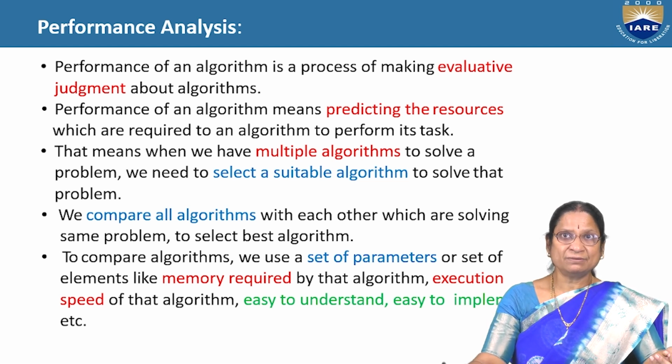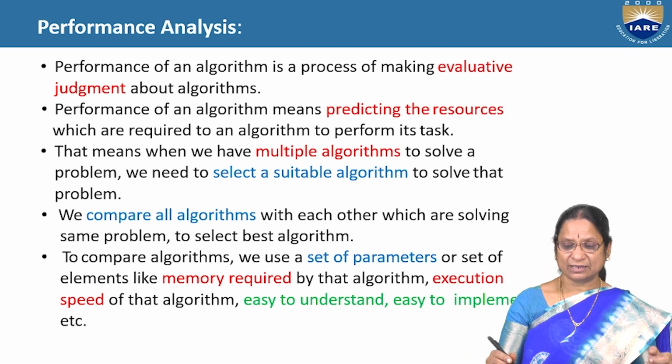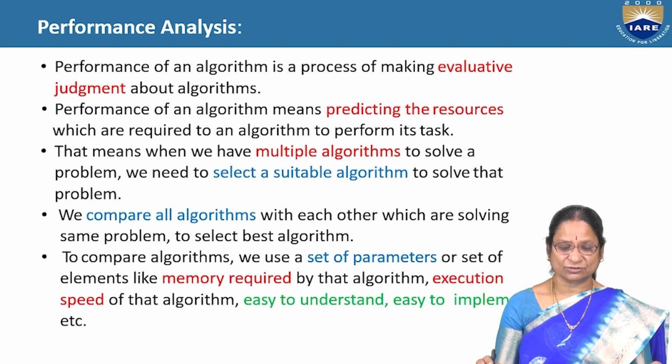The evaluative judgment here is going to be based upon predicting the resources which are required for an algorithm. That is, to perform a task, what resources are required and how efficiently those resources are going to be used will be considered. That means when we have multiple algorithms to solve a problem, we need to select a suitable algorithm by considering these parameter values.